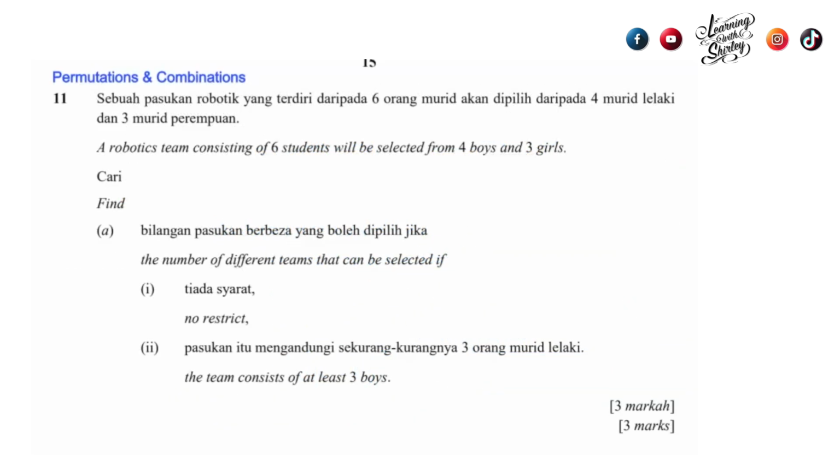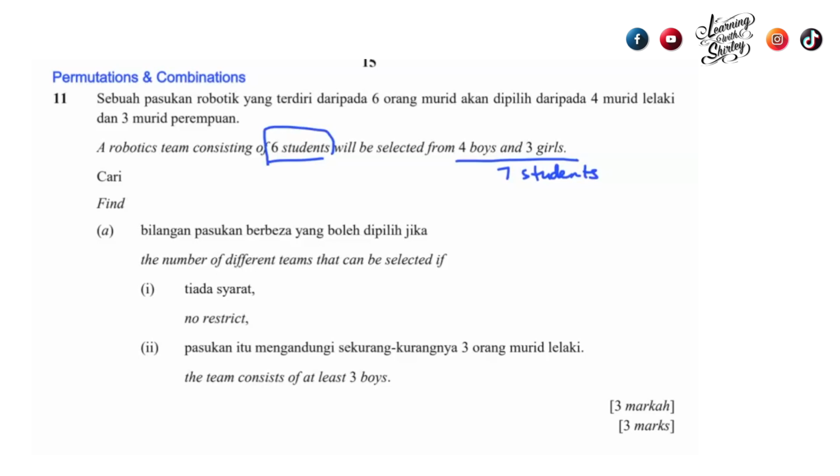Let's look at question number 11. This question is based on permutations and combinations. A robotics team consisting of 6 students will be selected from 4 boys and 3 girls. So here, how many students? 7 students, so total 7 students here. And then we need to select 6 students.